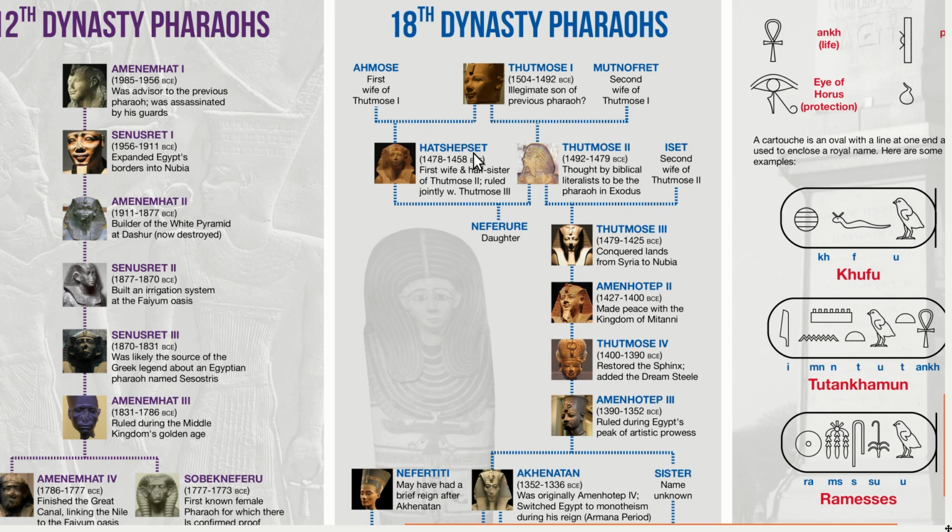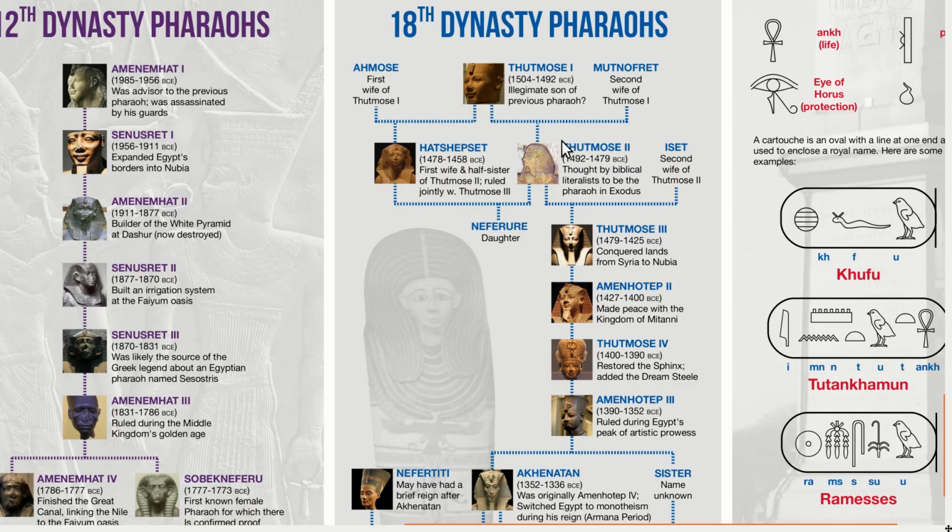There was Hatshepsut, who became the most famous and powerful female pharaoh in the history of Egypt, and also Thutmose II, who became pharaoh after him. Now, these two individuals were half siblings. They were also married. It was a very common practice in ancient Egypt.